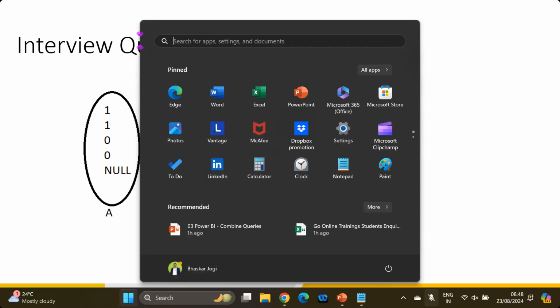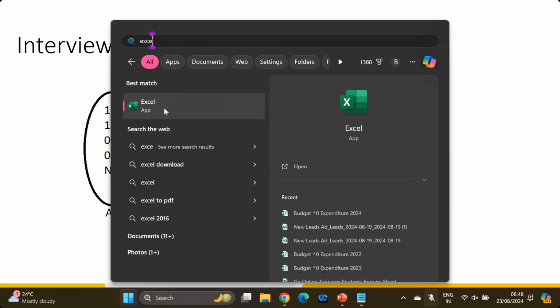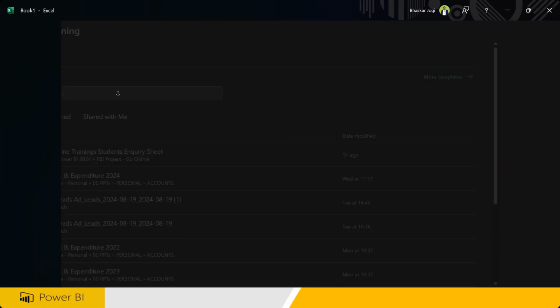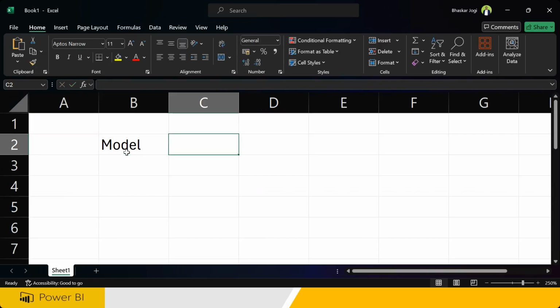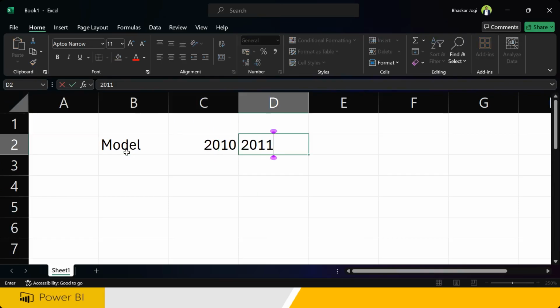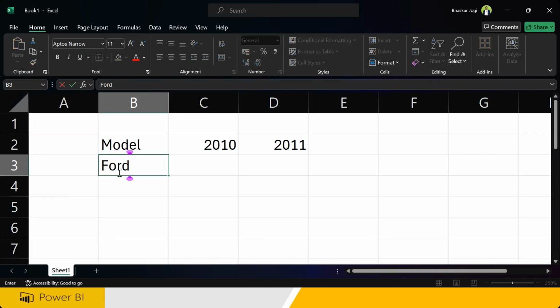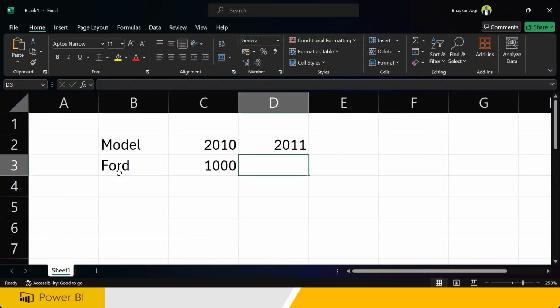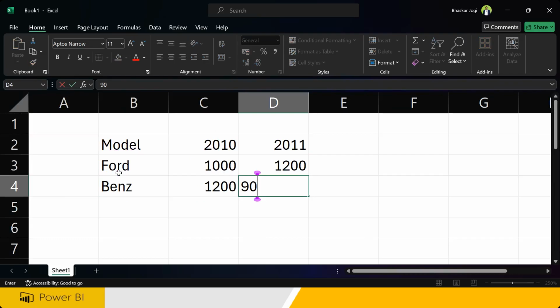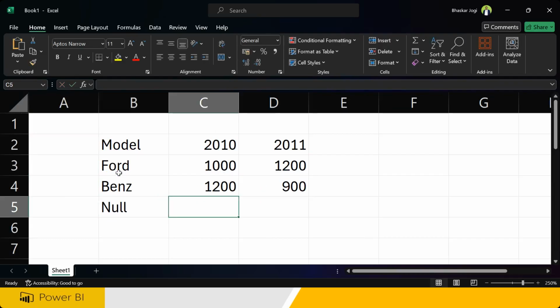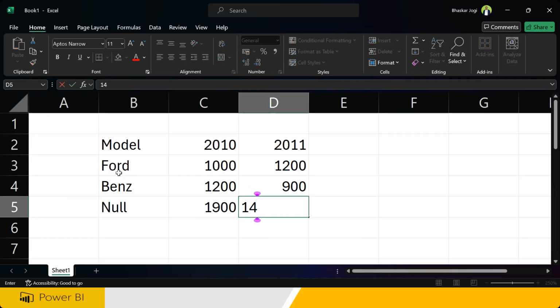I've given you one example, right? So you have some data. For example, I have a model of the car and I was talking about 2010 sales. Let me give 2011 sales. So what is the model? I'll say Ford car, let us say 1000 sales, and in the next year, it is 1200 sales. Let us say Benz car, the sales is 1200 and let us say 900. You have a null here. So null means we don't know which car, but the sales they're showing are 1900 and 1450.